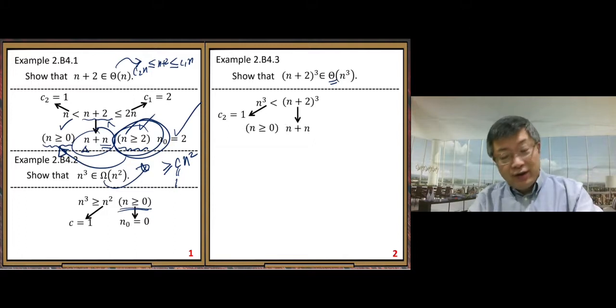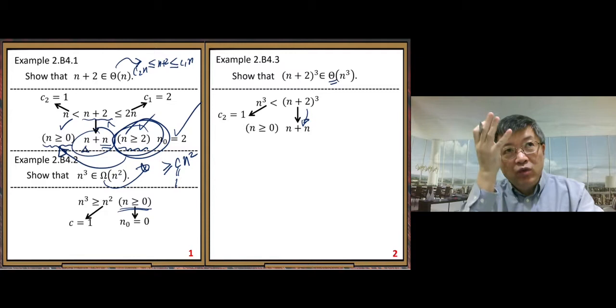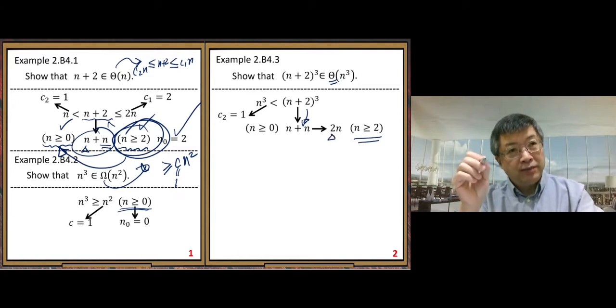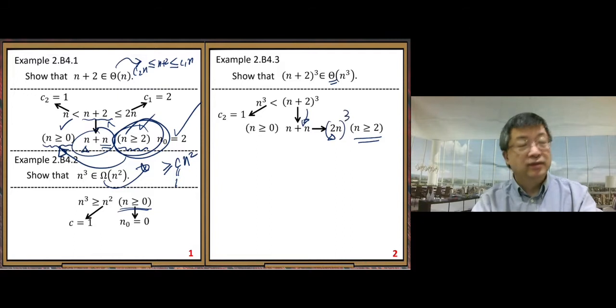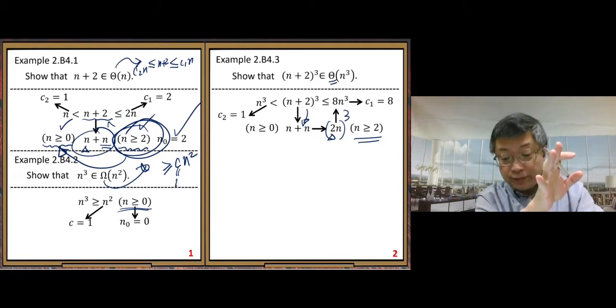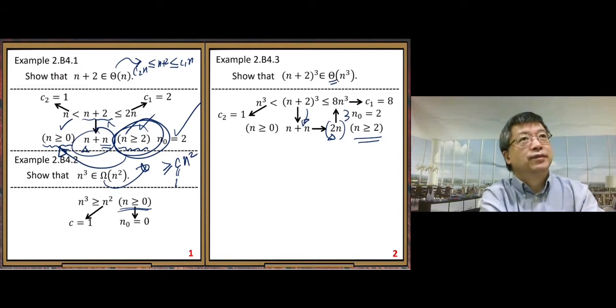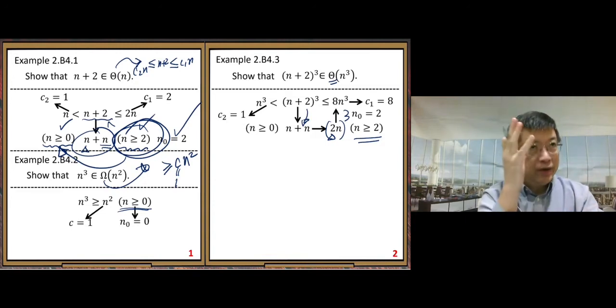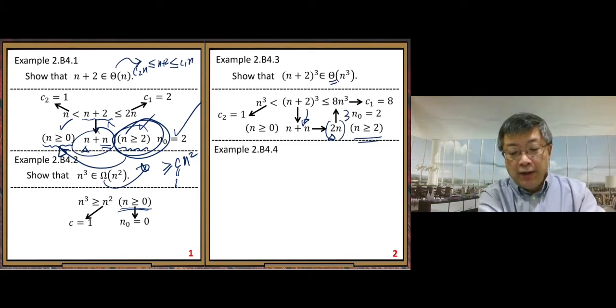Now the upper bound. Still, we replace 2 by n, and we want to get a larger value after the replacement. So we need the range n greater or equal to 2. So we get a constant multiple of n, but remember, we need to take the cube. So we get a times n cubed. So we get those three important numbers, C1, C2, n0. So we solve the problem in this way.